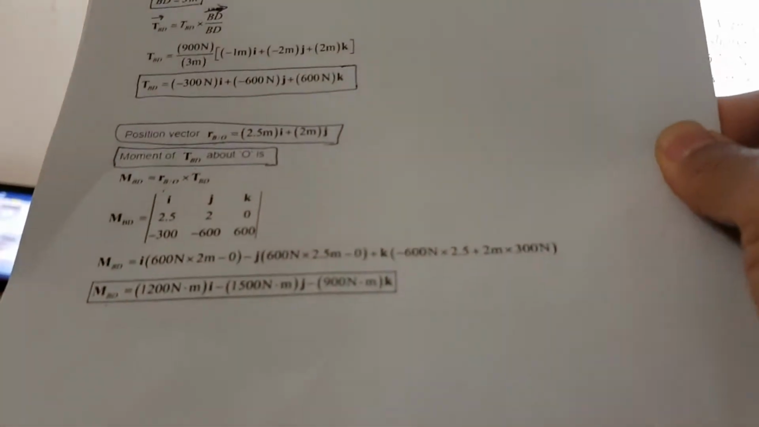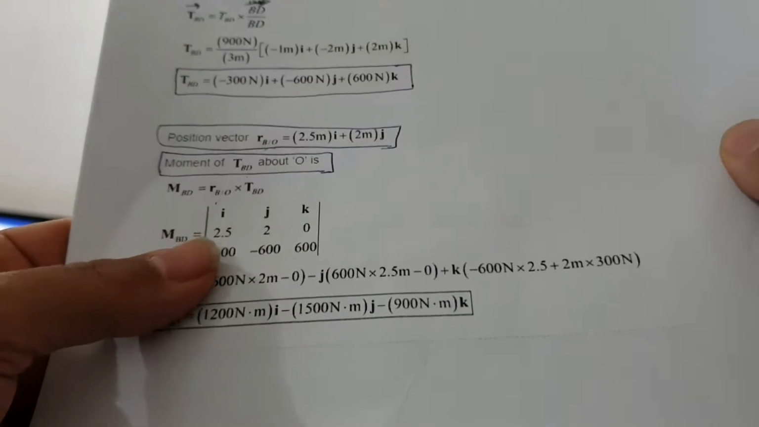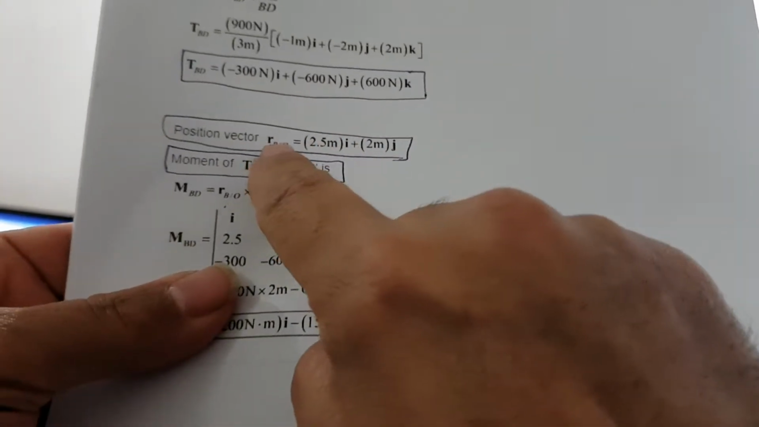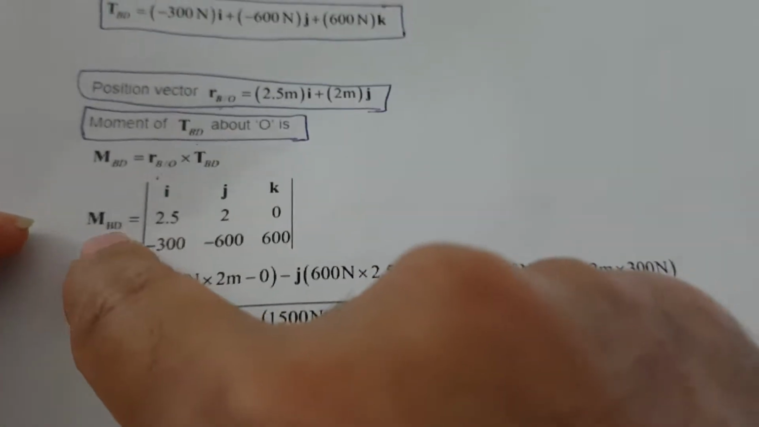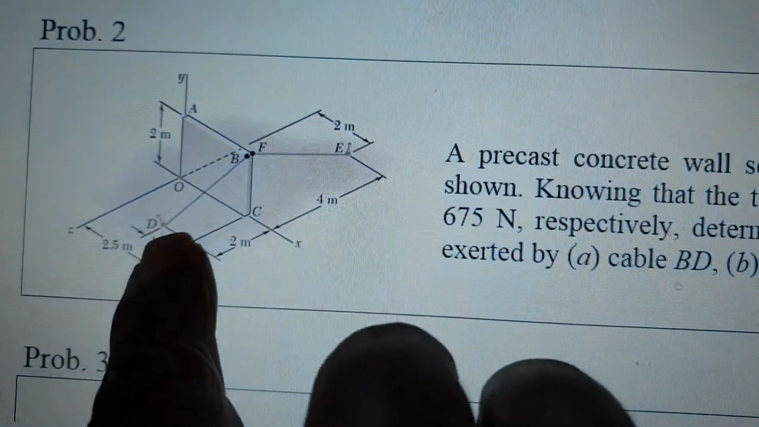We need that for the moment. Now, since we found the position vector from B to O, let's find the moment of BD around O. So we do it like this: the position vector RBD, or RBO, times the tension BD. We put it like this.